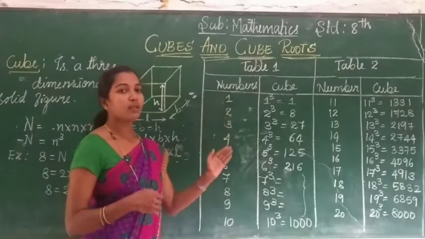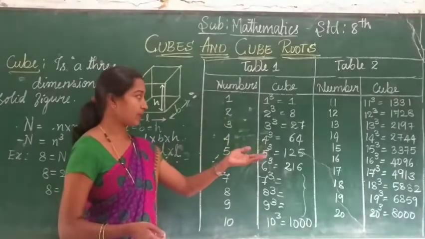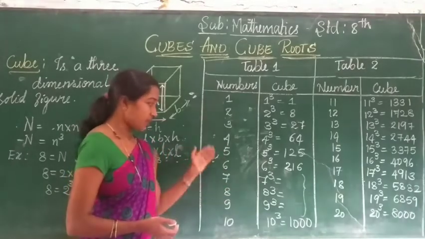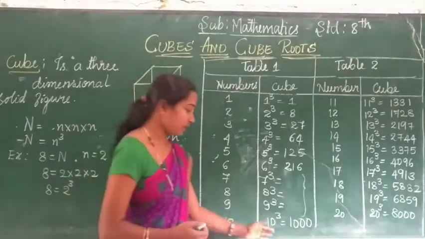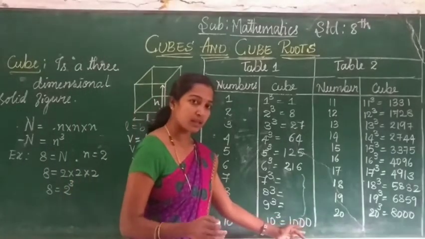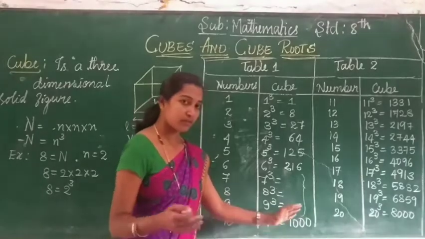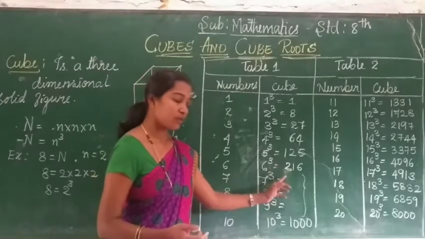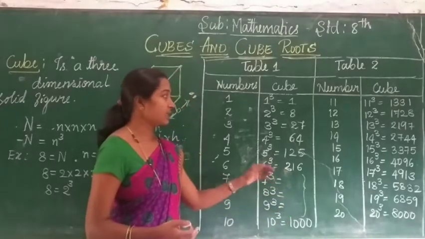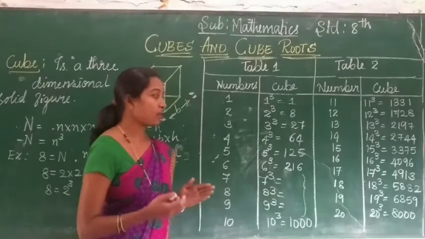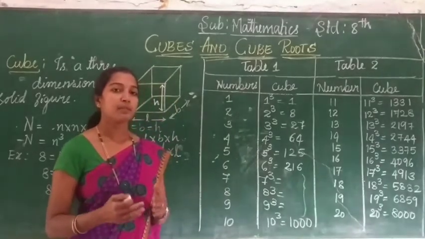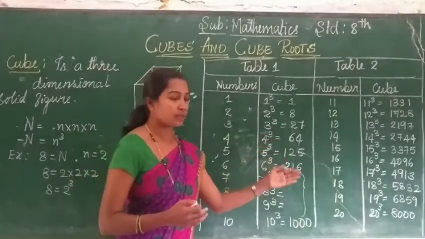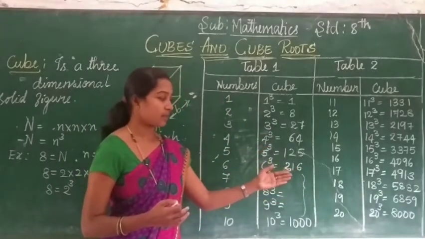Children, now let us see here in table 1. 1 cube becomes 1, that gives the value 1. 2 multiplied 3 times gives the cube 8. In the same way, up to 10 is given here. 10 cube value is 1000. Look at children, these blanks are to be filled up by yourself. Fill up the values of 7 cube, 8 cube, 9 cube yourself. See here, the cube numbers are obtained by multiplying the number 3 times. See, in table 2 also, some cube numbers are given.